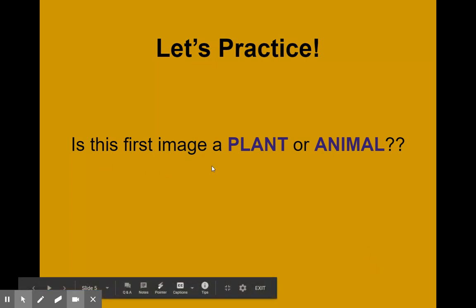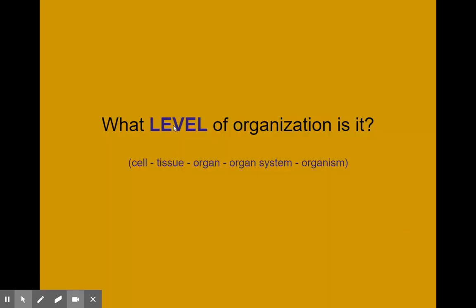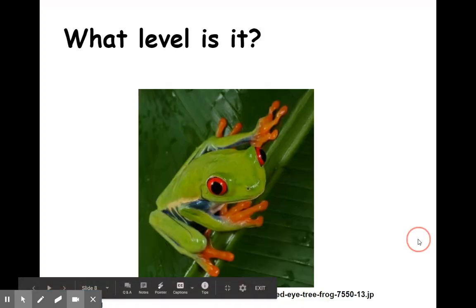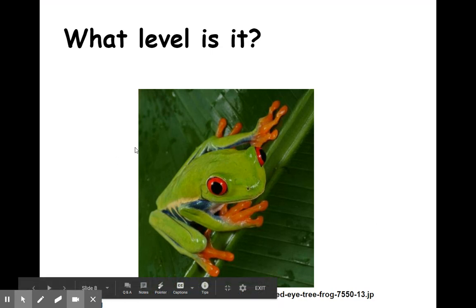So let's practice. Let's look at this image and you tell me if it's a plant or animal. It's an animal. And then you're going to tell me what level it's at. Is that animal at a cell level? Is the picture a cell, a tissue, an organ system, or an organism? Well, that little guy is an animal for one, and it's the whole shebang.